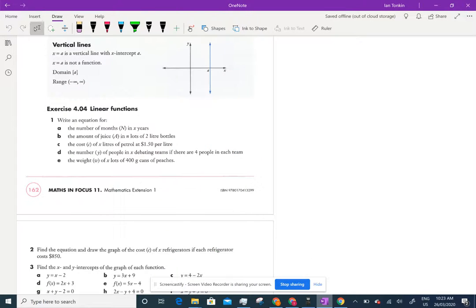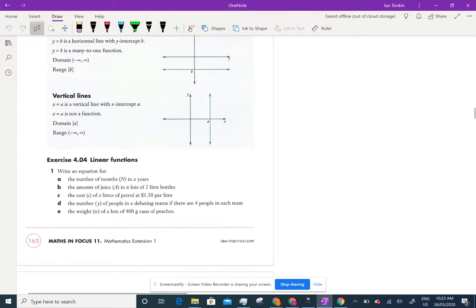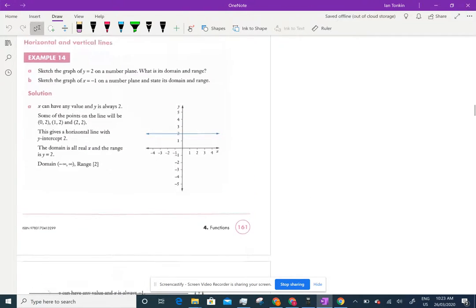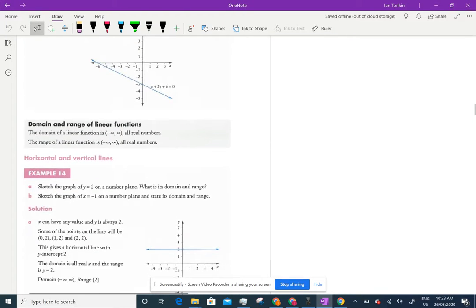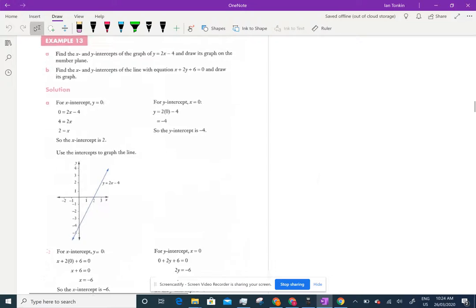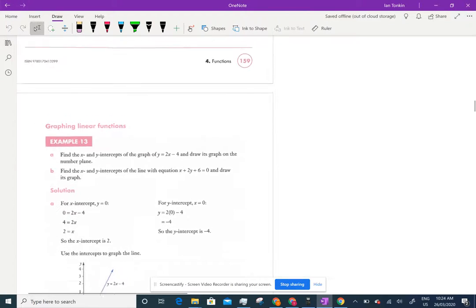Okay, year 11, I'm going to make a video about exercise 404 and the sorts of things that are involved here and the many different ways you can solve some questions. So usually what you'll have is all these examples before they do the exercise. And again, what we're doing here is linear functions.